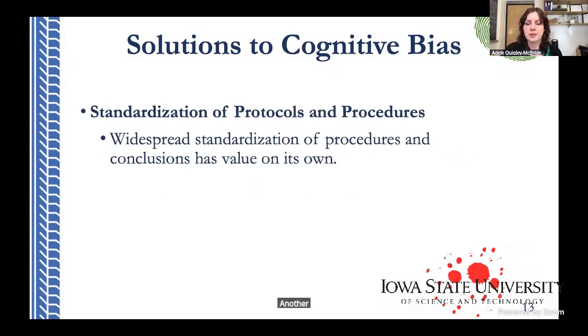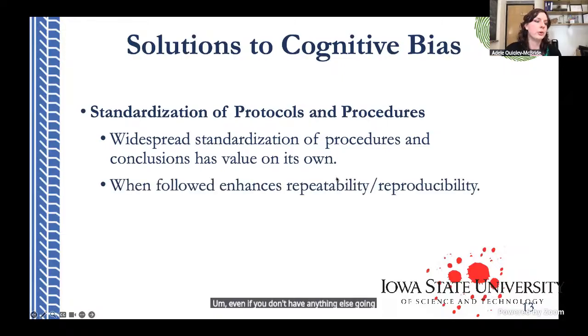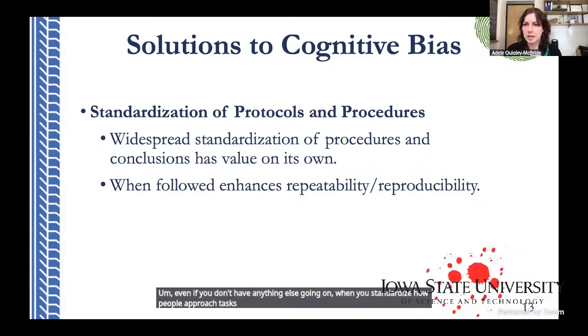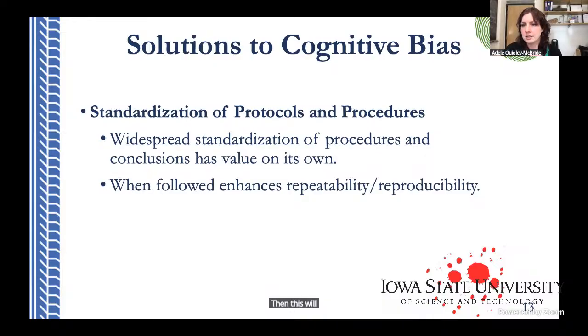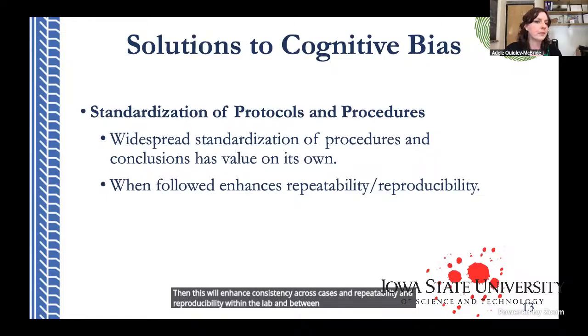Another really important thing to do is standardize protocols and procedures as much as is practical, because this will, on its own, have a lot of value. Even if you don't have anything else going on, when you standardize how people approach tasks and what cutoffs and criteria they use, then this will enhance consistency across cases and repeatability and reproducibility within the lab and between examiners.